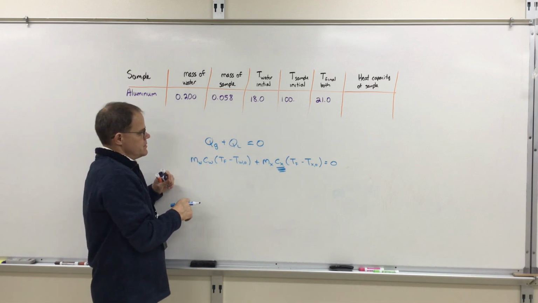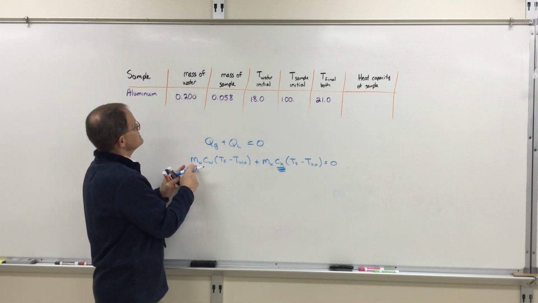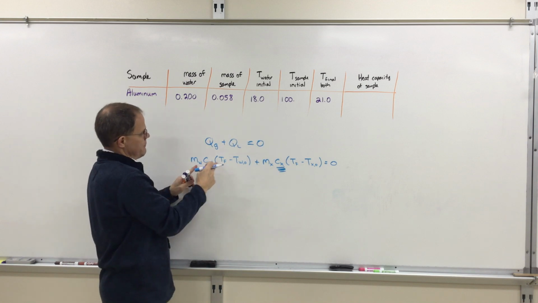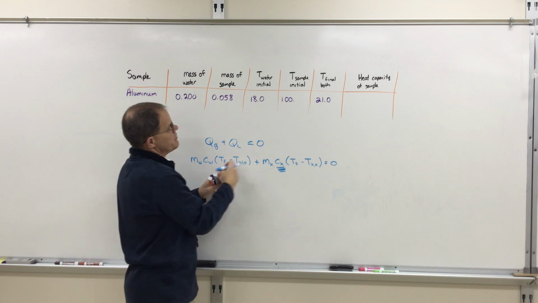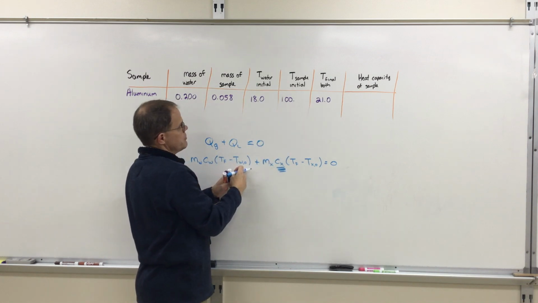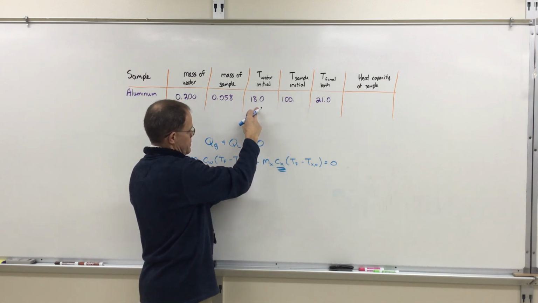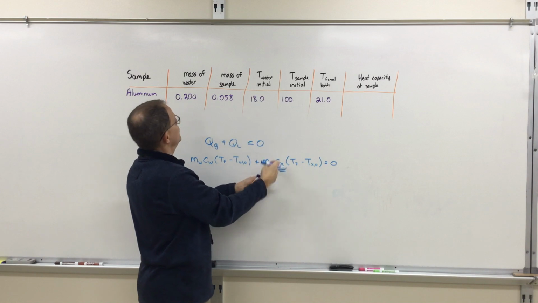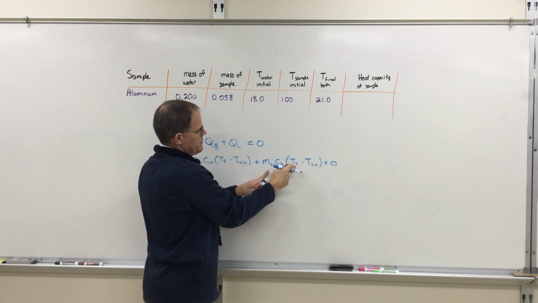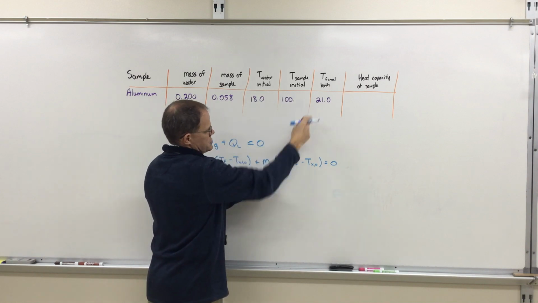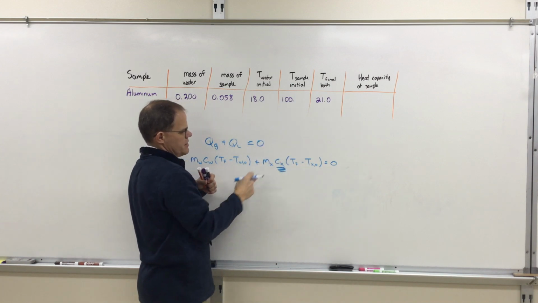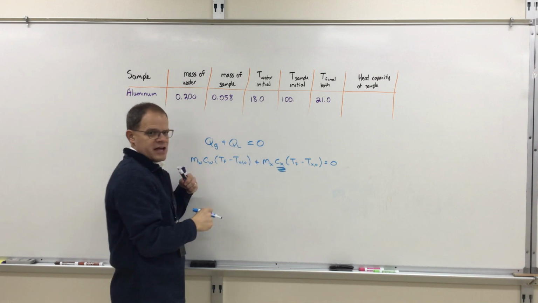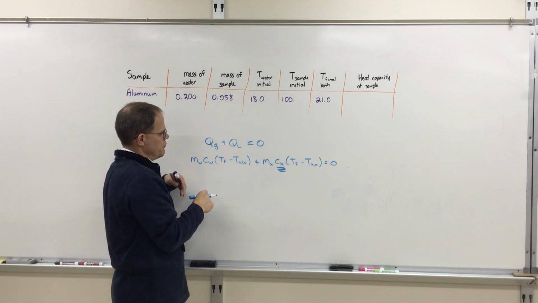All right? So we have everything else. We have the mass of the water. It's right there. We have the heat capacity of water. We have the final temperature of both. We have the temperature initial of the water. We have the mass of the unknown sample. We have temperature final, because they're both the same. And we have the temperature initial of the sample. So the only thing we don't know is the heat capacity of the sample, the unknown. So you just need to solve for that.